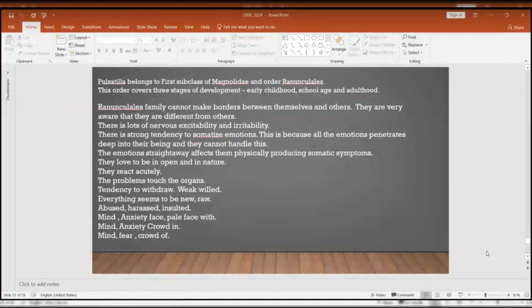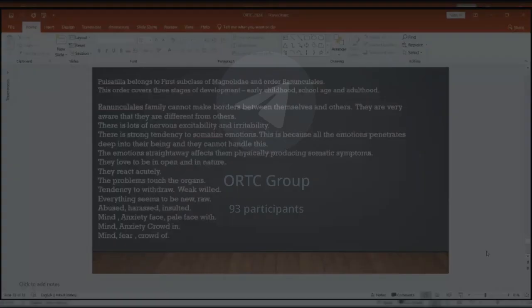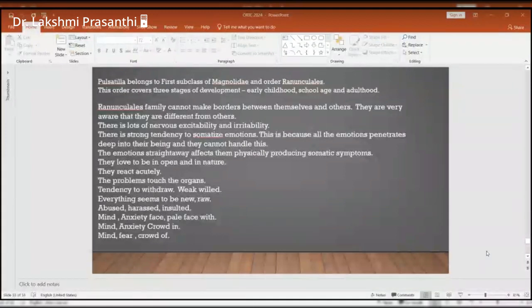And being very primitive, there is a strong tendency, because the skin itself is such a thin layer, like if we describe it, the skin is so thin that everything penetrates inside. So there is somatization of emotions. All the emotions penetrate very deeply and they can't handle this. So the emotions straight away produce the symptoms. They are very lively, they love to be open in nature, but they react very acutely, being very primitive. The problem touches the organs. The tendency to withdraw, weak-willed, and everything is new and raw.